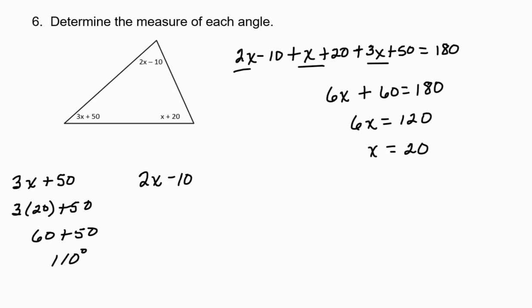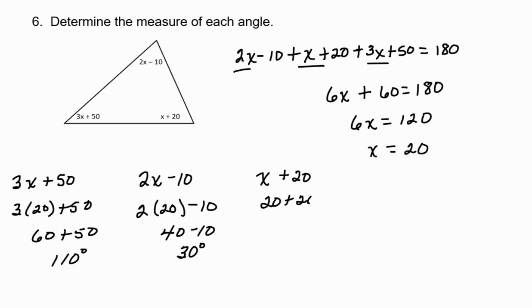The angle at the top of my triangle is 2x minus 10. So substituting 20 in place of the x, I have 2 times 20 minus 10. So that's 40 minus 10, which is 30 degrees. And then the last angle is x plus 20, so it's 20 plus 20, which is 40 degrees. And if I were to take all three of these angle measures, 110, 30, and 40, add them up, I would get 180.